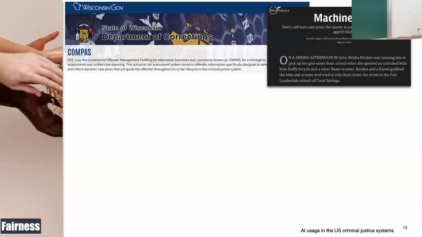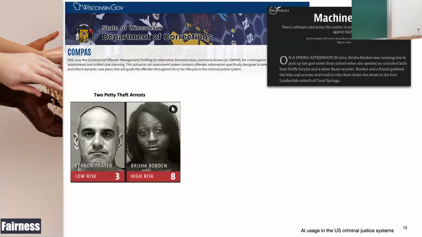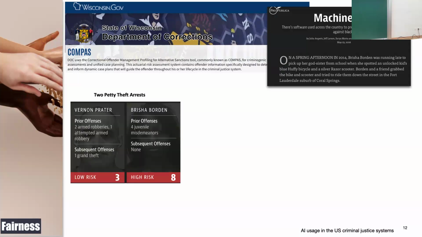ProPublica is an investigative journalism organization, and they looked into this system and found that it is systemically biased against black individuals by finding very concrete data. So here is an example of 2 petty theft cases. The first one is a low-risk individual, the second one is a high-risk individual. And if you click on and see what they have done and what their history was like before they got those risks, the first one has more severe prior offenses and continued to commit subsequent offenses as well, unlike the second individual.